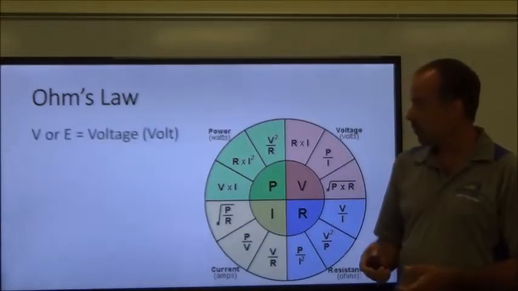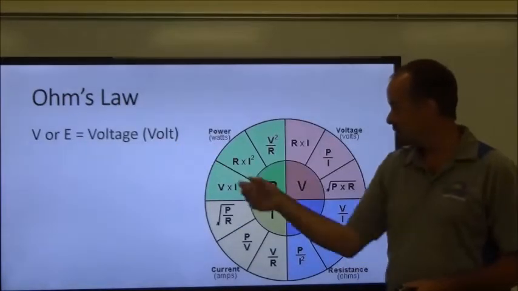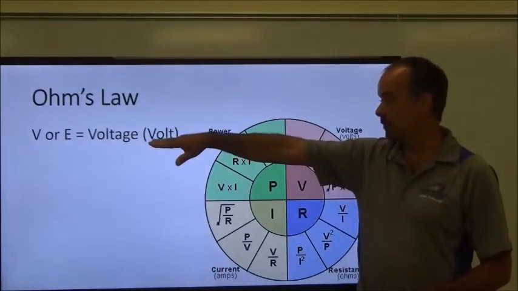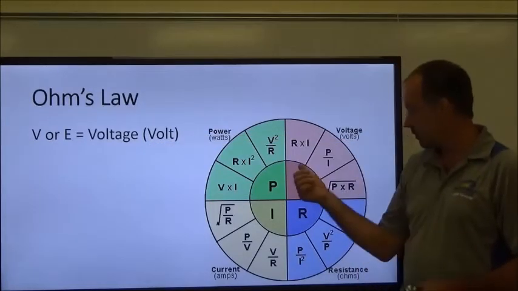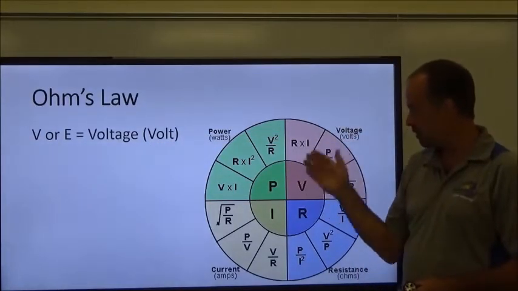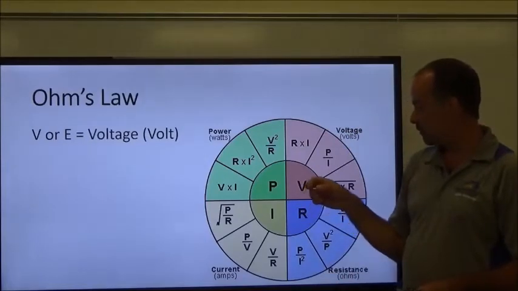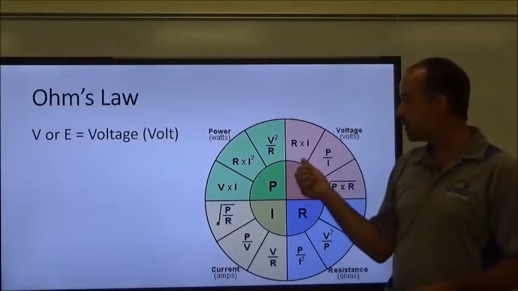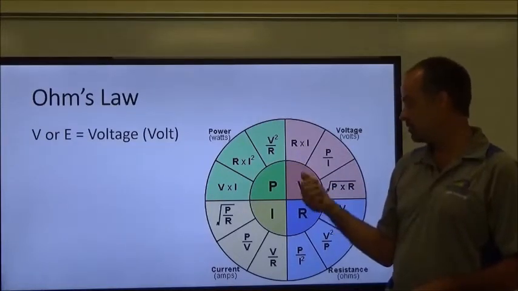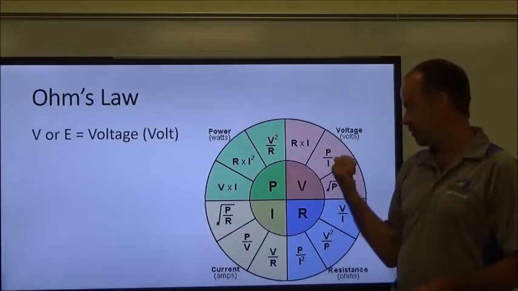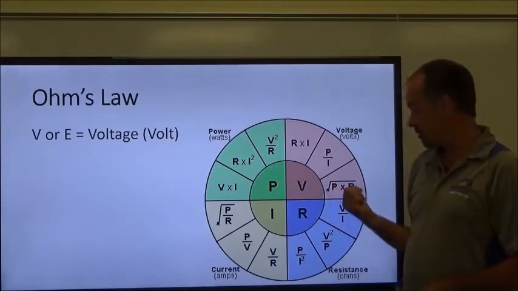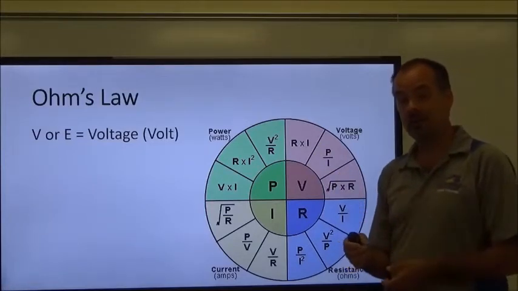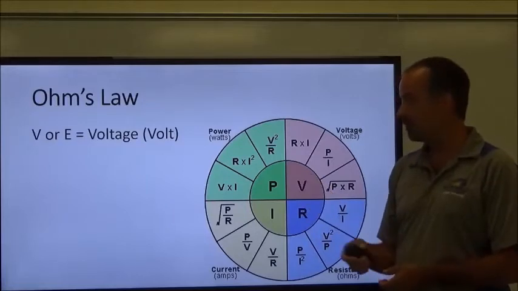If I break it down a little bit, voltage can be represented by a V or an E, and the unit for voltage is the volt. That's this quarter of the wheel. If I want to find voltage and I have my resistance and current, I'd multiply the two together. Or if I know power and current, I would use this formula. Or if I know power and resistance, I would use this formula. So any one of these three formulas, based on what information you have, will let you find voltage.